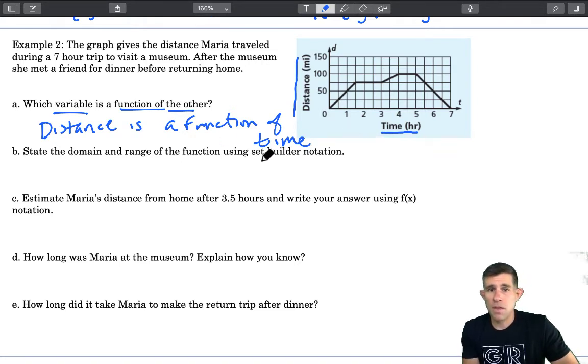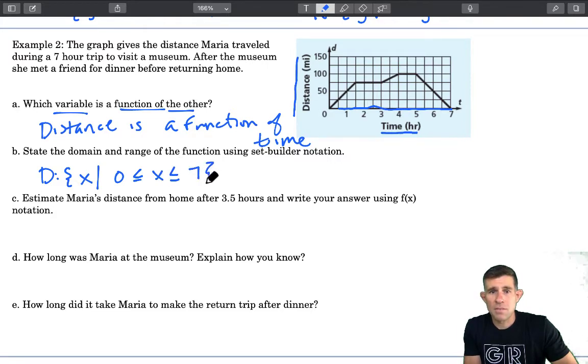State the domain and the range of the function using set builder notation. So let's start off with our domain, which are our x values. And again, if we were to flatten this curve along that x-axis, you would see that it would contain everything between 0 and 7. And because it's continuous, we can write that as an interval just like this. All my x's between 0 and 7.